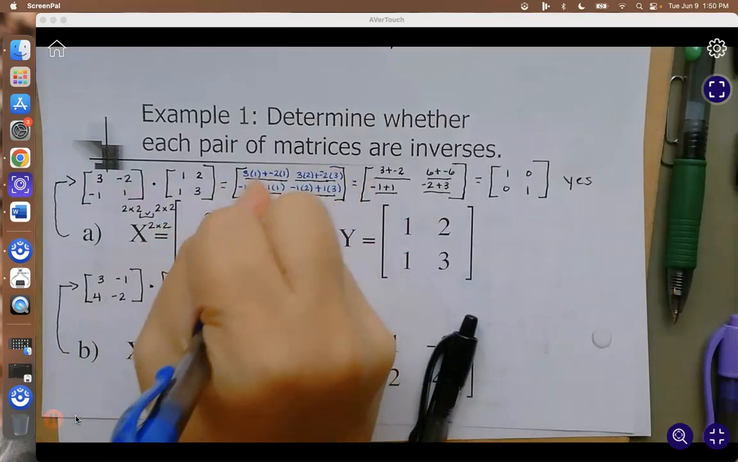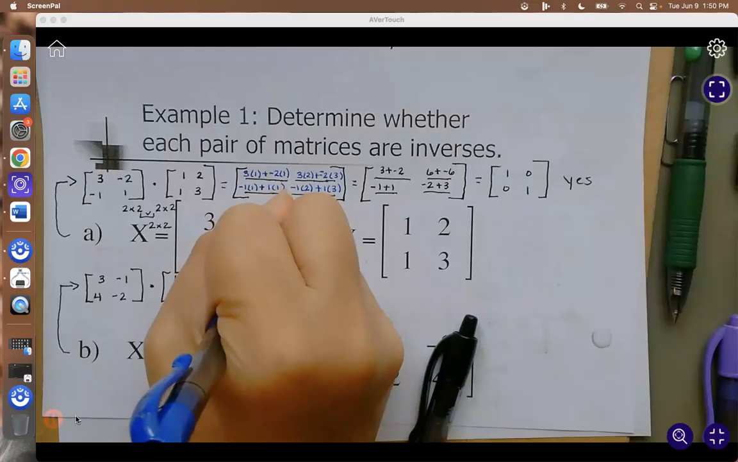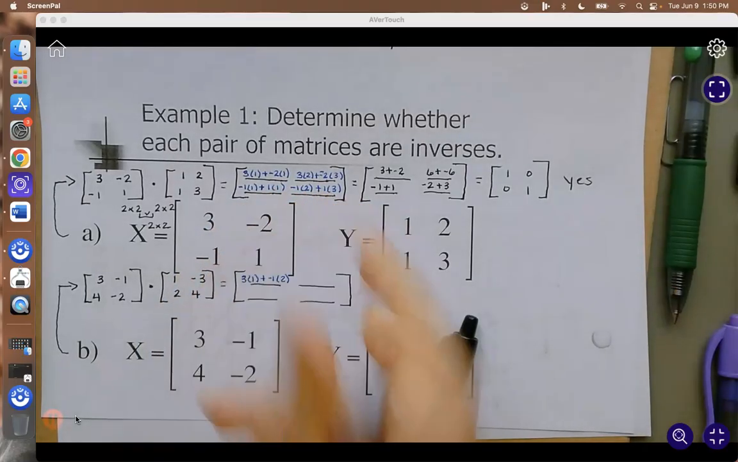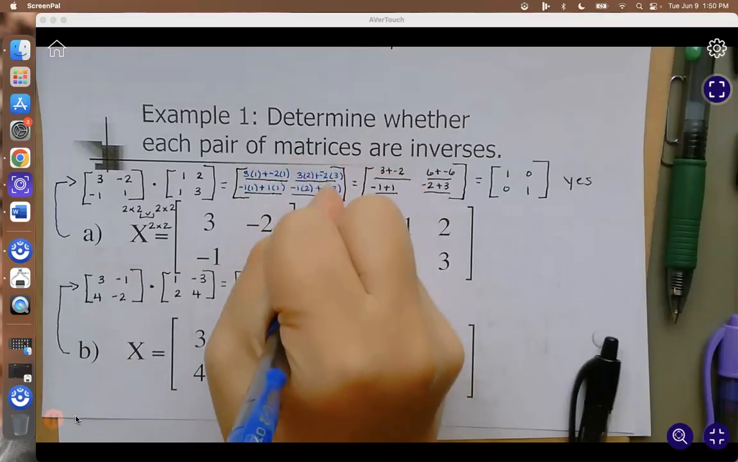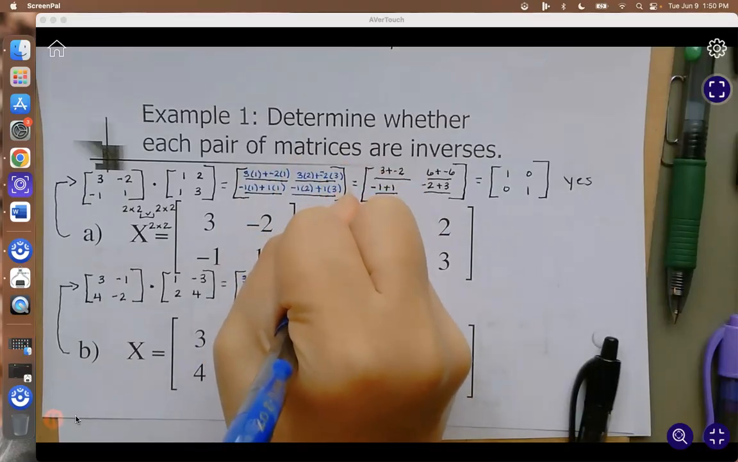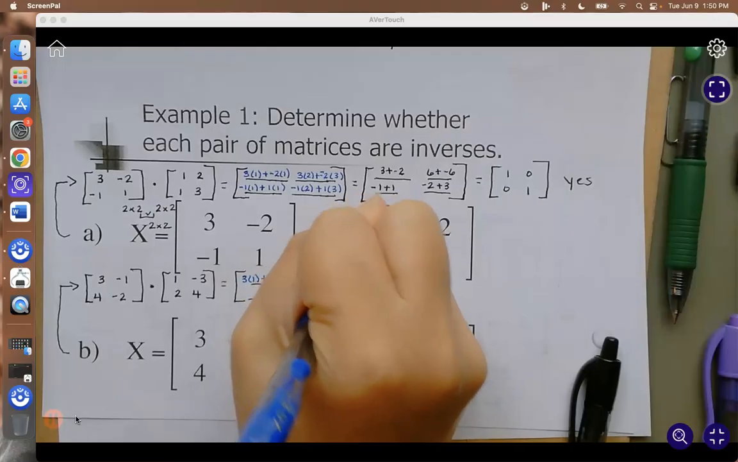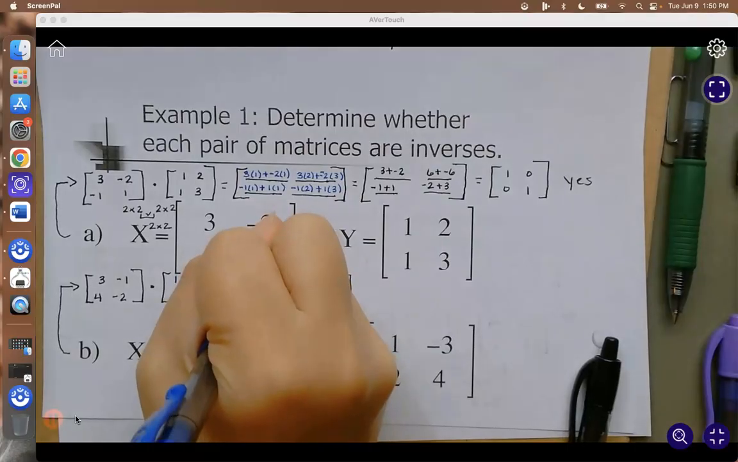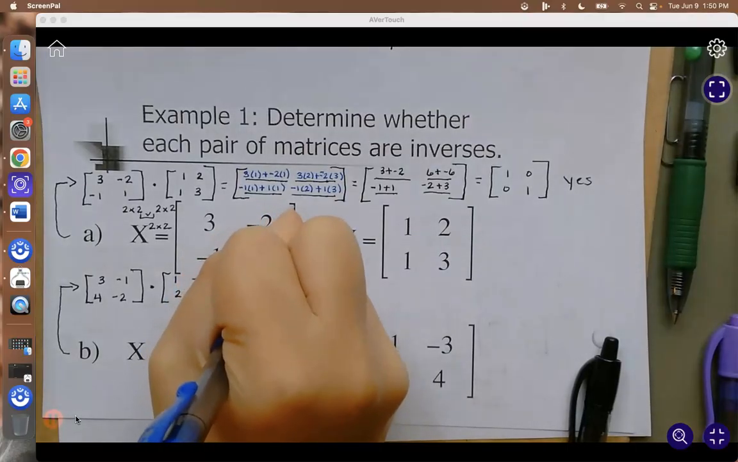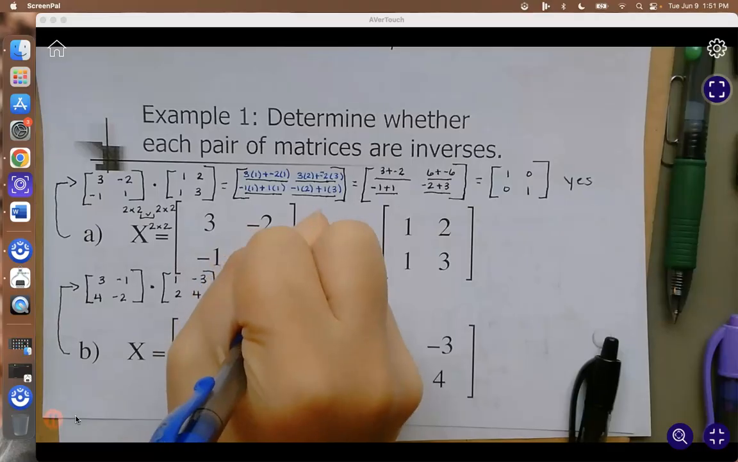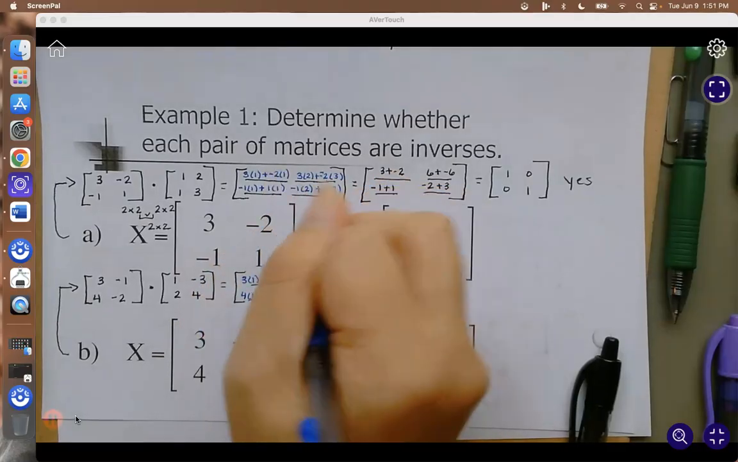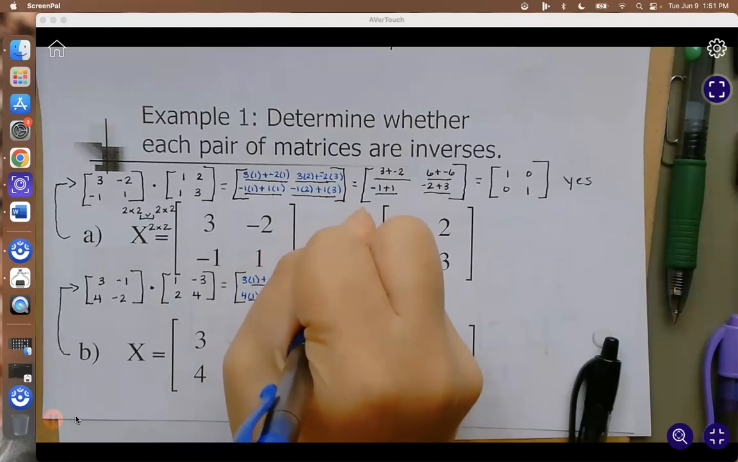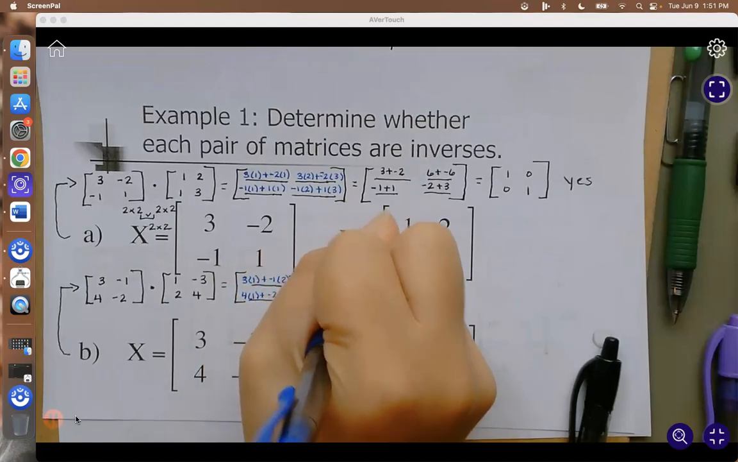All right, so we're going to do 3 times 1 plus negative 1 times 2. Then we're going to do 3 times negative 3 plus negative 1 times 4. Then we're going to do 4 times 1 plus negative 2 times 2. Then 4 times negative 3 plus negative 2 times 4.